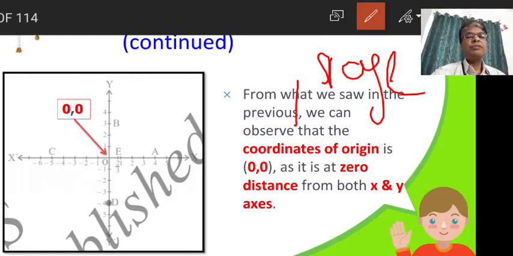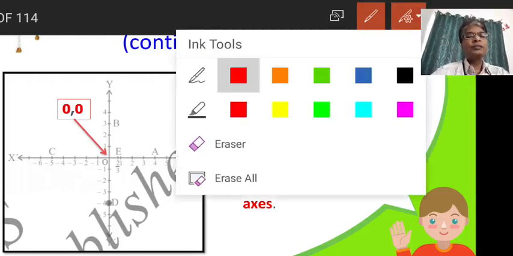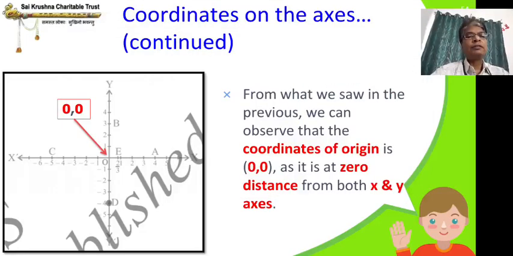In the previous page we have seen what the coordinate value is for those lying on the x axis, and what it is for those lying on the y axis. If a point lies on both axes, that is nothing but (0, 0). Hope all of you understood. I will erase these points and then go to the next page.